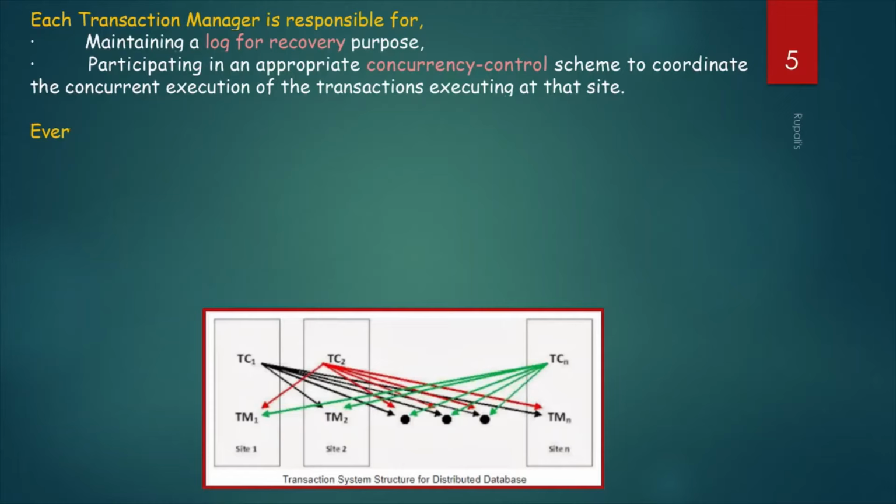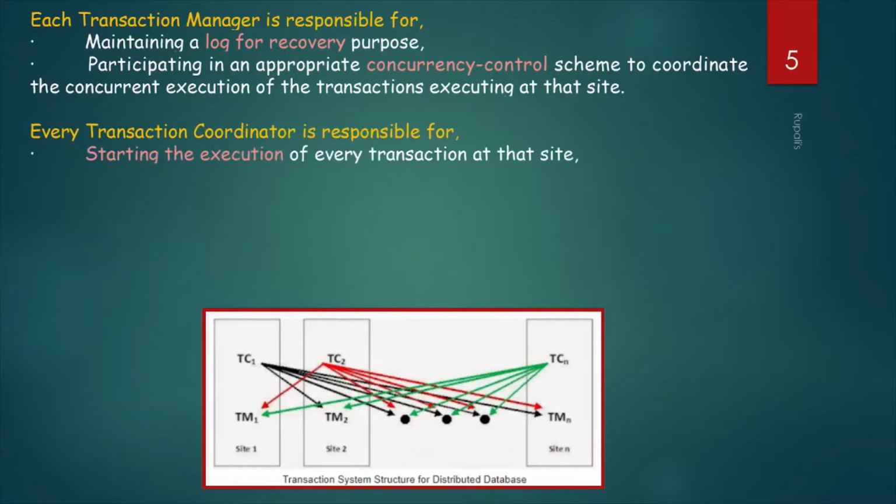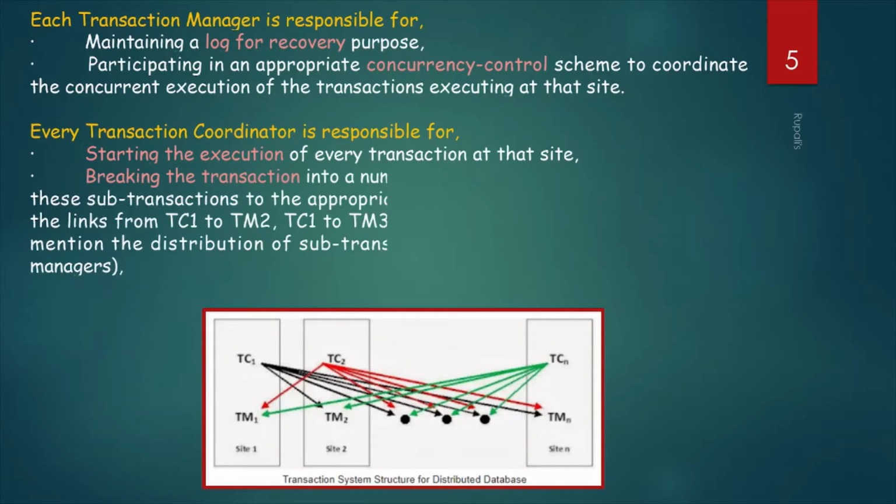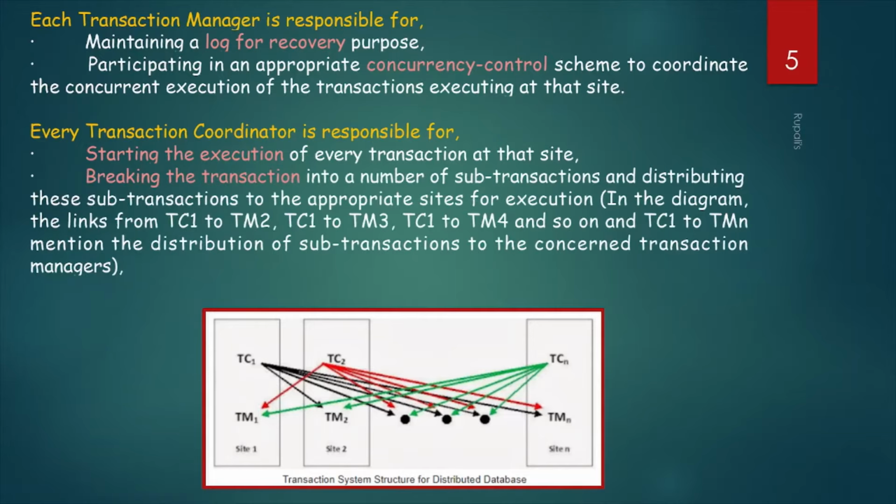And what is the responsibility of the transaction coordinator? Transaction coordinator is responsible for starting the transactions at every site. Every site has its own transaction coordinator, and each transaction coordinator starts the execution at that particular site. Another important thing is that the transaction coordinator first breaks the transaction into a number of sub-transactions and distributes these sub-transactions to the appropriate sites for execution.